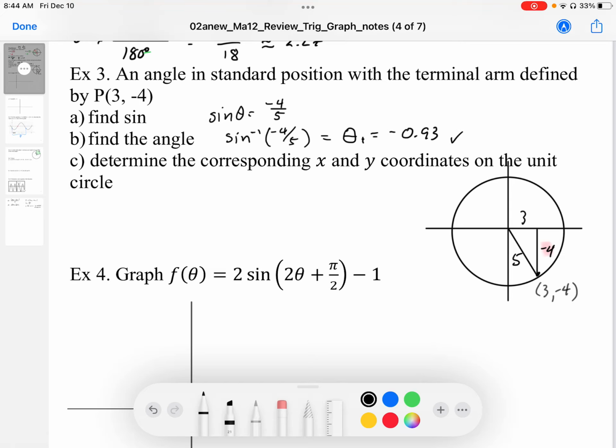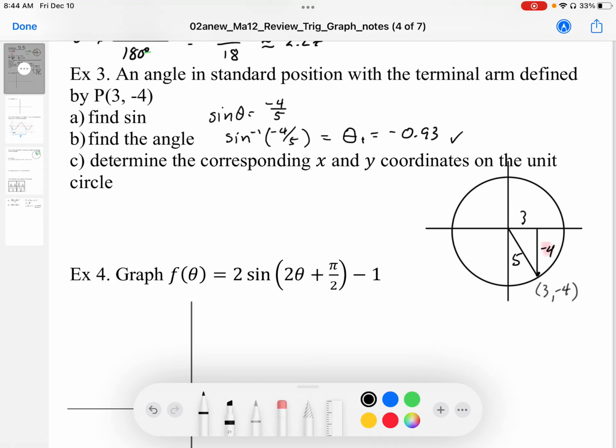Now, sometimes you're asked to find this angle in the positive direction. So in the positive direction, we're just going to take that and add 2 pi to it. And we're going to end up with 5.36. So the positive angle.